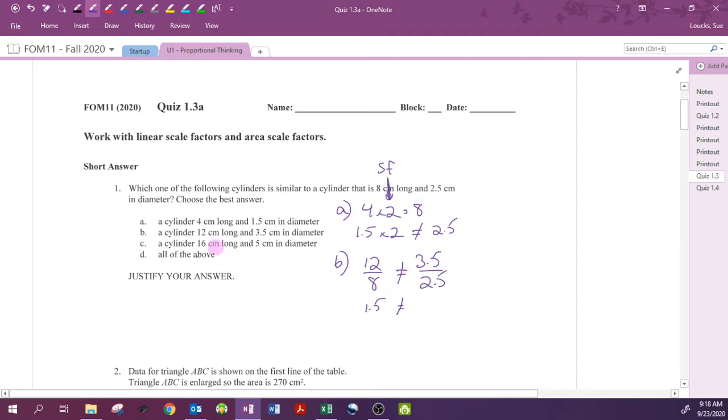It's not equal. If I look at C, 16 over 8, does that equal 5 over 2.5? Yes, it does. So C is the correct answer. Okay?